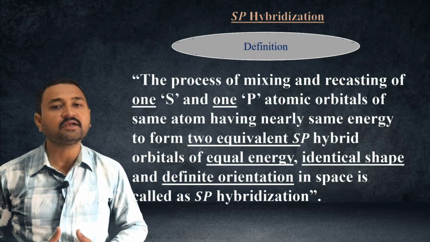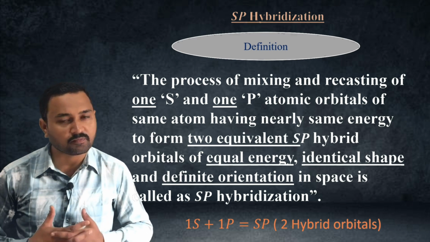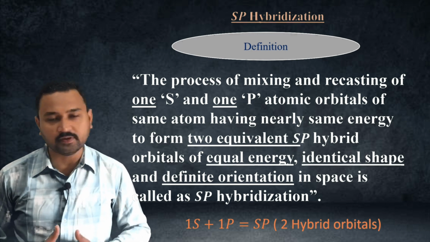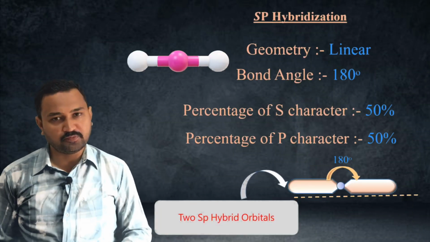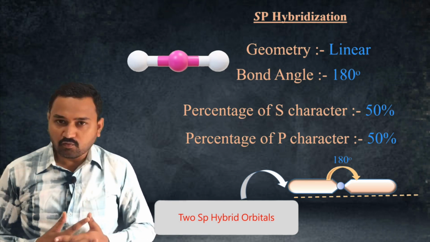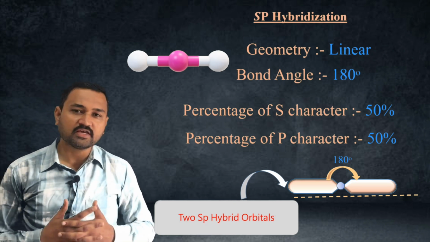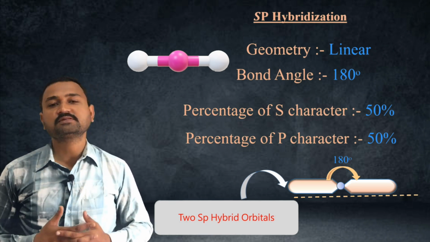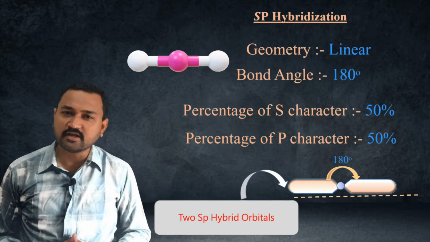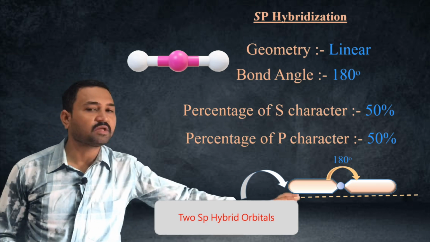So now in the sp hybridization, the one s atomic orbital and the one p atomic orbital combine to give the two sp hybrid orbitals. Consider the geometry of sp hybridization. It is linear. Bond angle is 180 degree between the two hybrid orbitals. The percentage of s character is 50% and the percentage of p character is 50%. Now here you can observe in the diagram these two hybrid orbitals arrange themselves in a linear manner or in the straight chain manner.